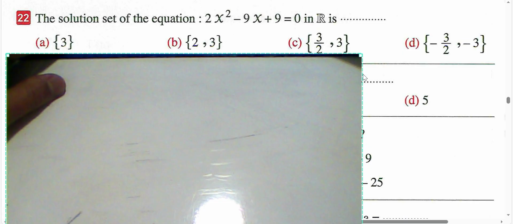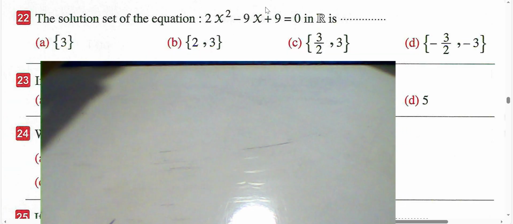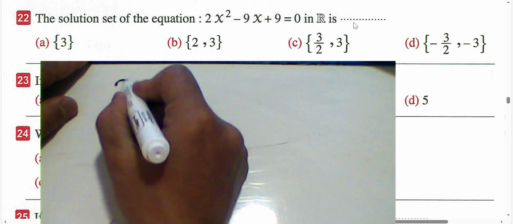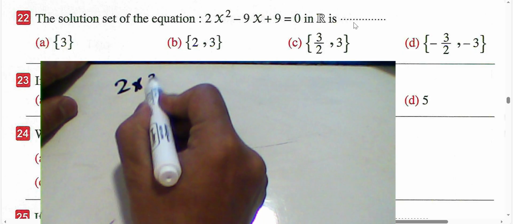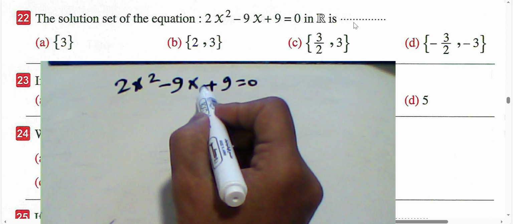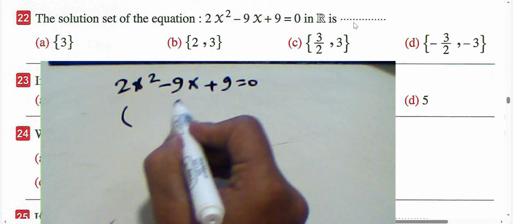The solution set of the equation 2x power 2 minus 9x plus 9 in R equals 0. Okay, we can solve this equation. 2x power 2 subtract by 9x plus 9 equals 0. Okay, we can factorize this expression. Right, two brackets.